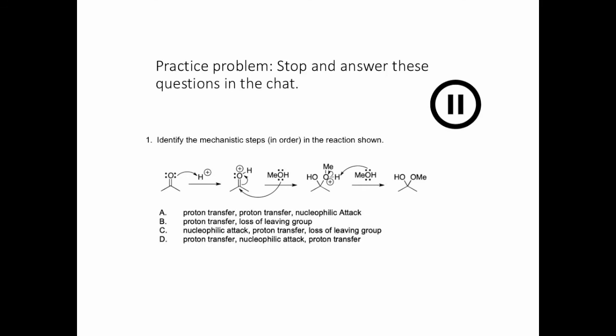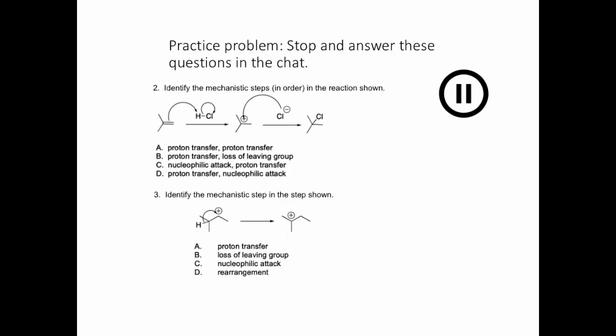Now pause the video and see if you can answer the next three questions. I want you to identify the mechanistic steps in the order that they're shown, and your choices are from A, B, C, and D. So this would be step 1, step 2, and step 3. Again, pause the video and look at these reactions and see if you can identify the mechanistic steps in them. And put your answers in the chat.